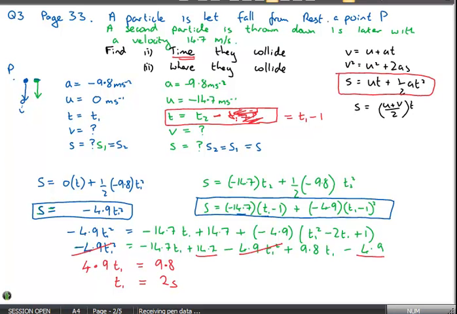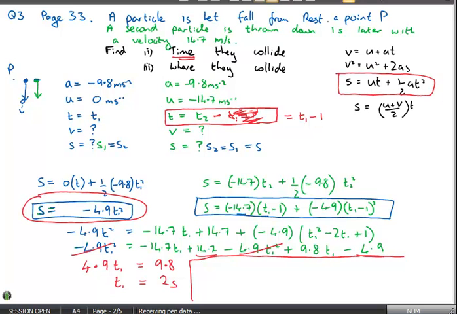If we know what time 1 is, then we can work out the distance it falls, where they collide, from this equation here. So I'll just do that. I'll just make a little graph. So that's part 1 answered correctly.